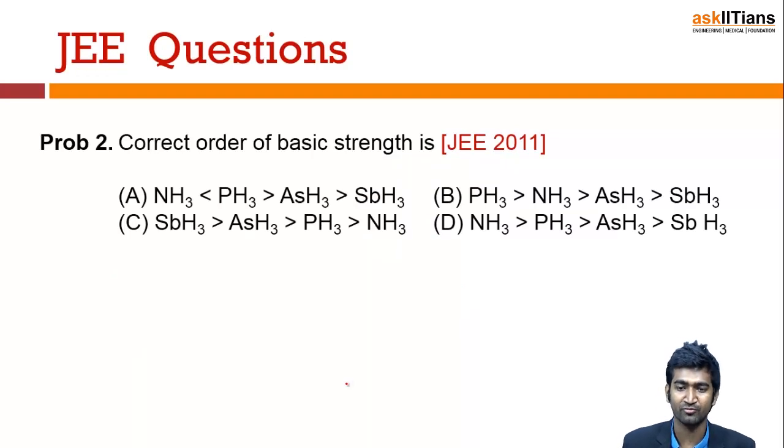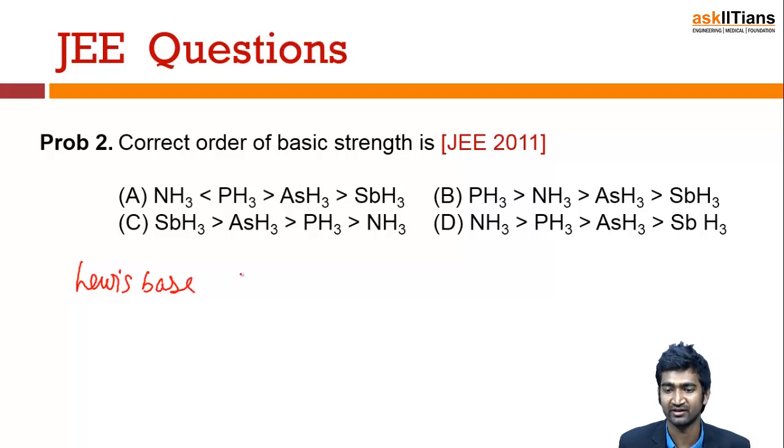The correct order of the basic strength is what? Again, guys, for basic strength, as we define the Lewis base, we should have a lone pair associated with it, and that lone pair should be easily given to another species, any other molecule. So if you check all these four options, your NH3 has the lone pair, but this is a highly repelling lone pair. So that's why this lone pair can be very easily given to any other thing.